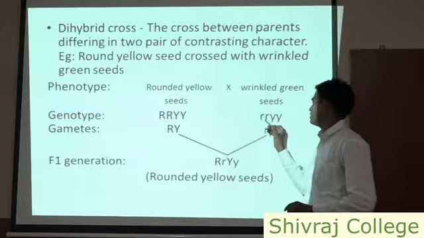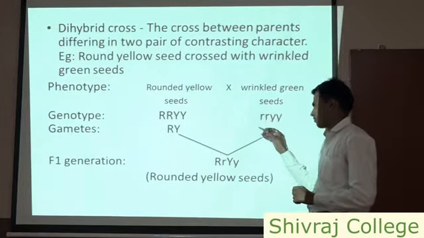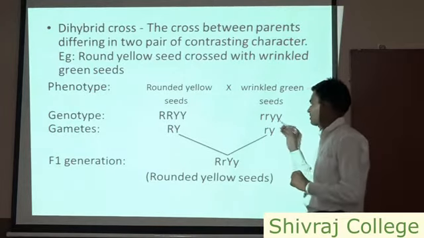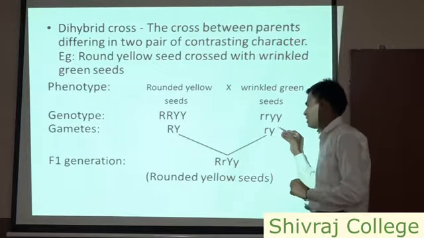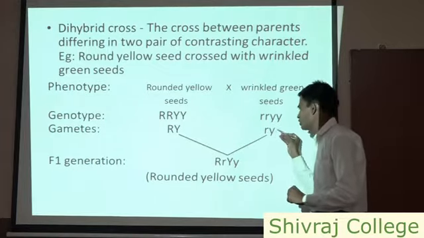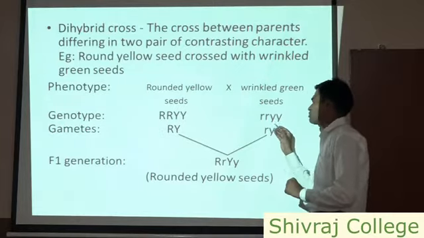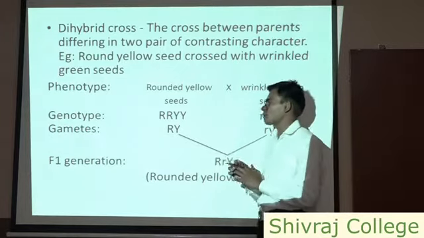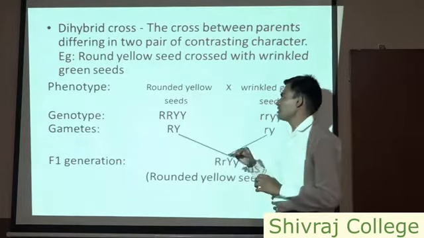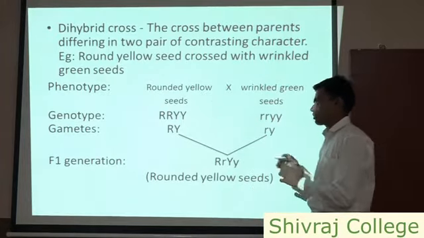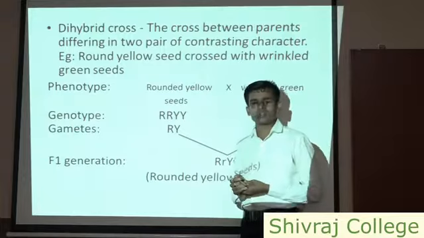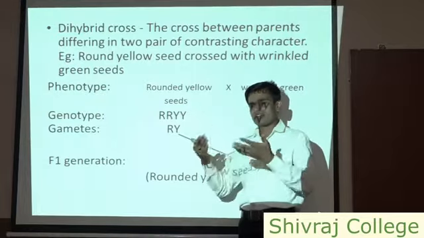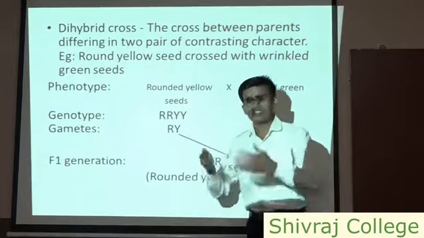Likewise, into these gametes, this gamete contains small r, small y. So these are the gametes from the round yellow seed and the wrinkled green seed. These gametes subsequently fuse together to form fertilization, and after fertilization seeds form, and such seeds are sown and raised into the next generation.